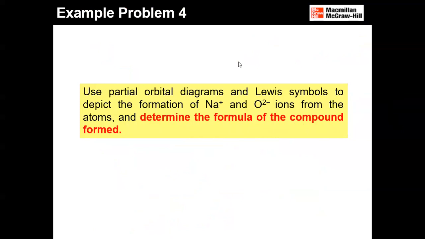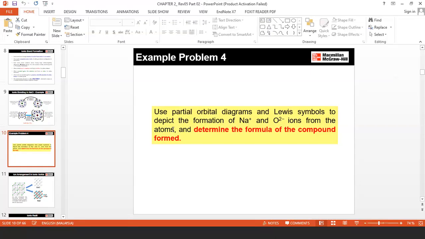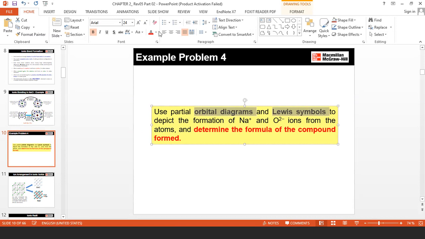Can you do it now? Take one paper. This is basic. I think all of you already know. If you don't know, you can refer to the website or Google. You have the link for the Padlet, right? Please refer to the chat box and then post in the Padlet, and I will see your answer. Use partial orbital diagrams and Lewis symbols. Orbital diagrams, remember, right? Lewis symbol.